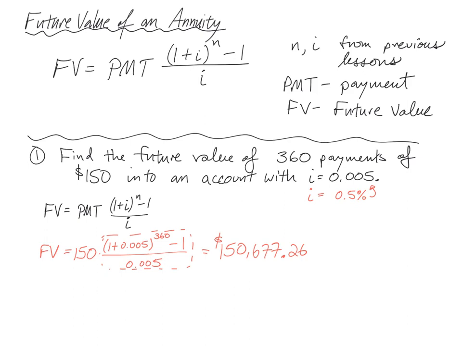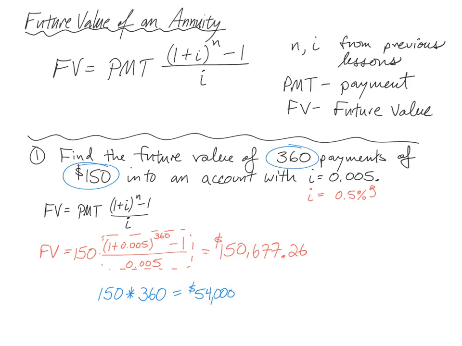To answer this question, we have to look at how much money was actually deposited into the account. And to figure that out, it's a pretty straightforward calculation. We just multiply the payment you make every payment period by how many payment periods you have. So 150 times 360 payments would give you a total of $54,000 total investment.